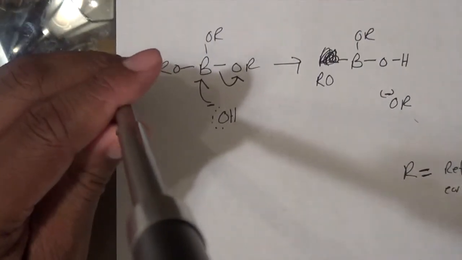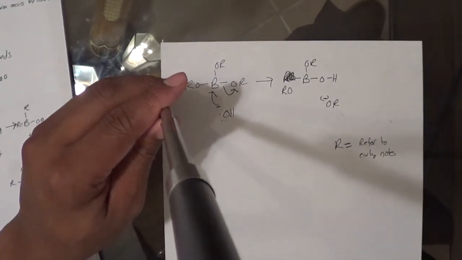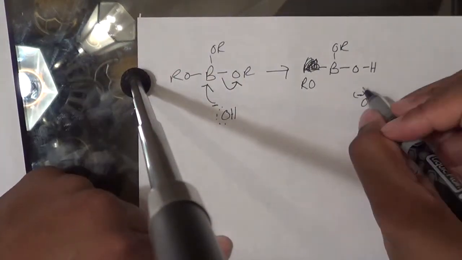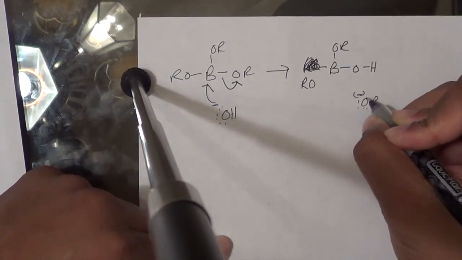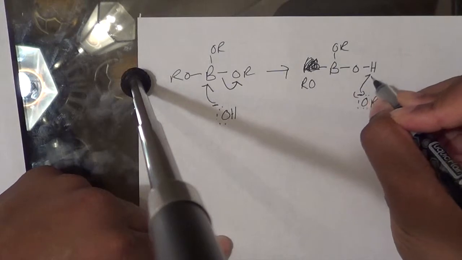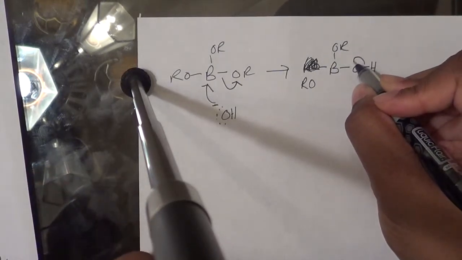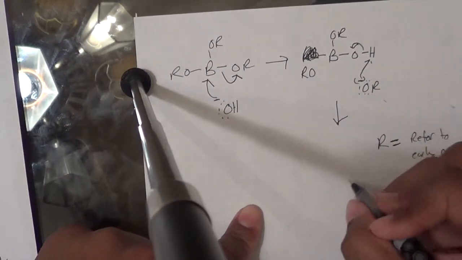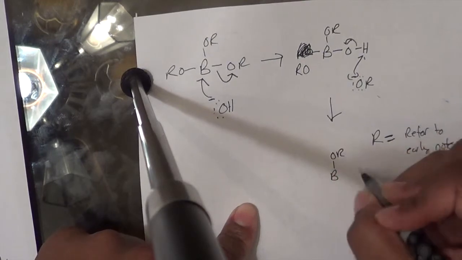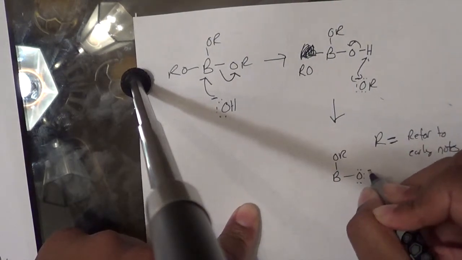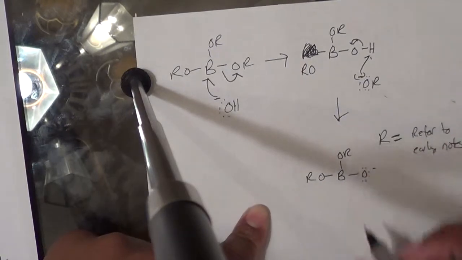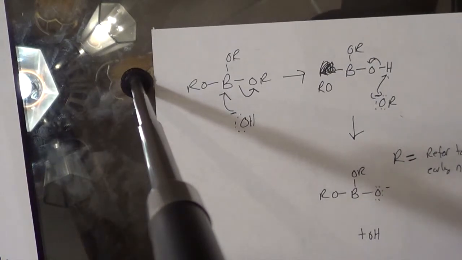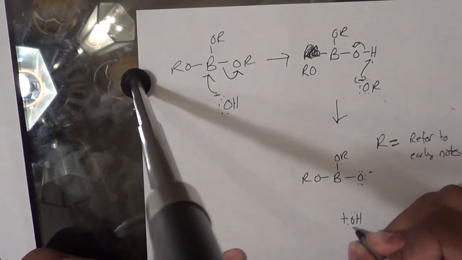Oh my goodness, what's going on here? Okay. So now this R with this minus sign on this oxygen is going to pick one of these off and put this back here. Okay, so now we have B, OR, O minus, and then OR. Okay, so the same thing is going to happen. We have another OH, hydroxide anion.